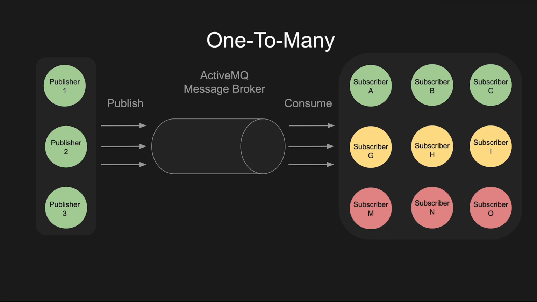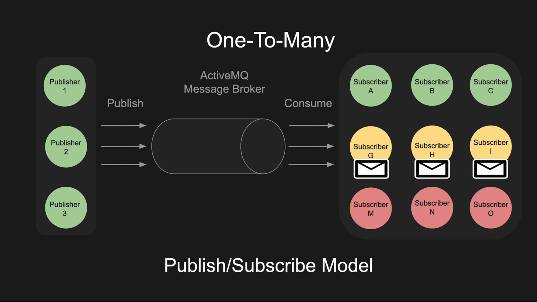Now, for a one-to-many communication model, where a message is broadcast to multiple subscribers, you would typically use topics. In a topic scenario, a single message sent to the topic is delivered to all subscribers interested in that topic. This is a publish-subscribe model, as opposed to the point-to-point model used with queues.